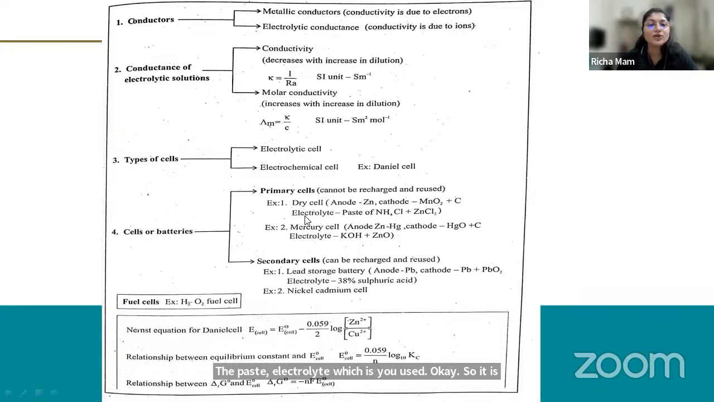The second example of a primary cell is the mercury cell. The anode is made up of zinc amalgam and the cathode is made up of HgO, that is mercuric oxide, plus carbon, and the electrolyte uses potassium hydroxide plus zinc oxide. Remember the cathode, anode, and electrolyte used in the mercury cell and the dry cell. Please note it down. I have been telling you from the first class.